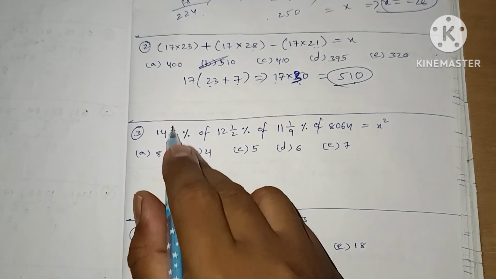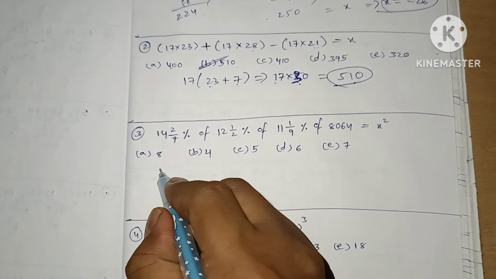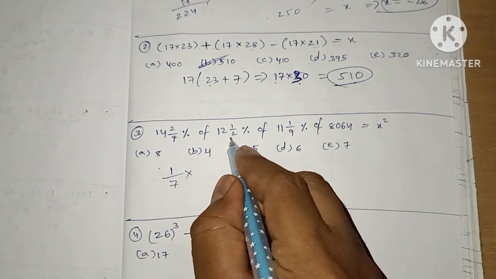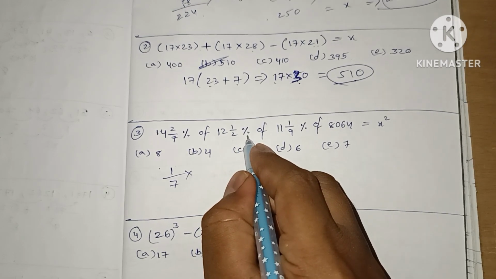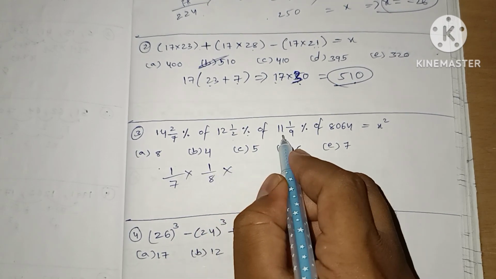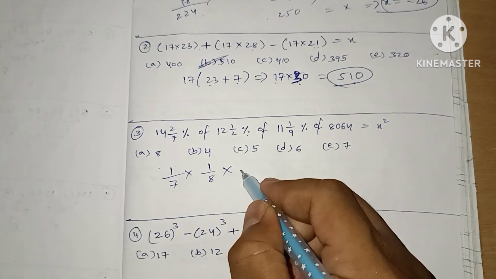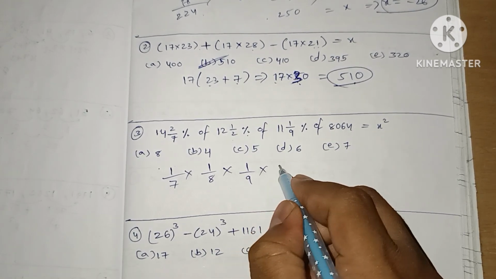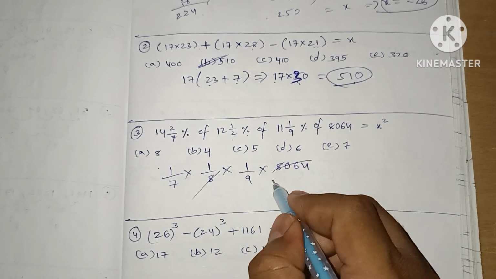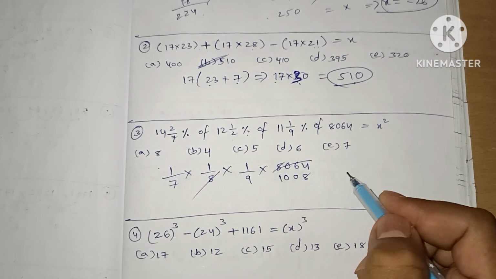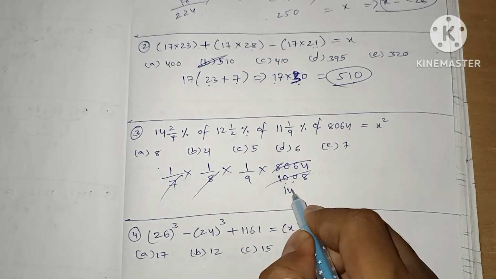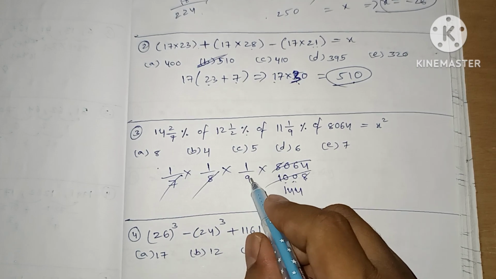Next, 14 2/7 percentage. It is nothing but 14.28 percentage. So the fraction value is 1/7. 12 1/2 percentage is nothing but 12.5 percentage, which is nothing but a 1/8 fraction value. 11 1/9, so the fraction value of this one is 1/9. Into 8064. So here I can see 8 fraction, 8 table. So 8 10 times 8 0 8 times, 7 1 times 7 30, 4 times 28 and 28 means 4 times 9.